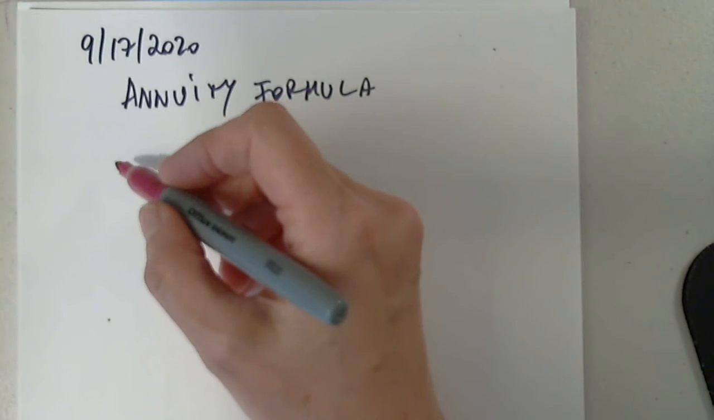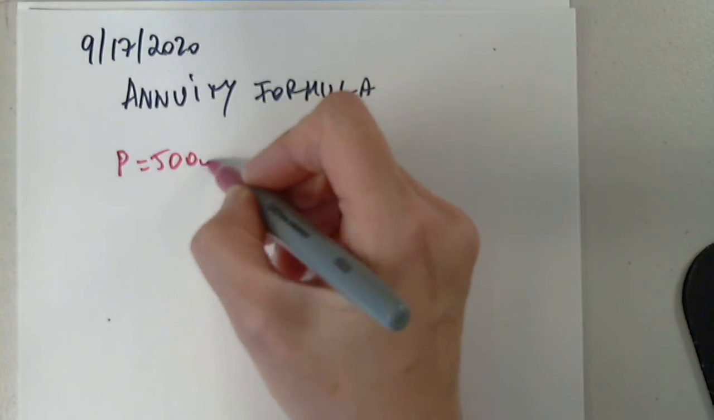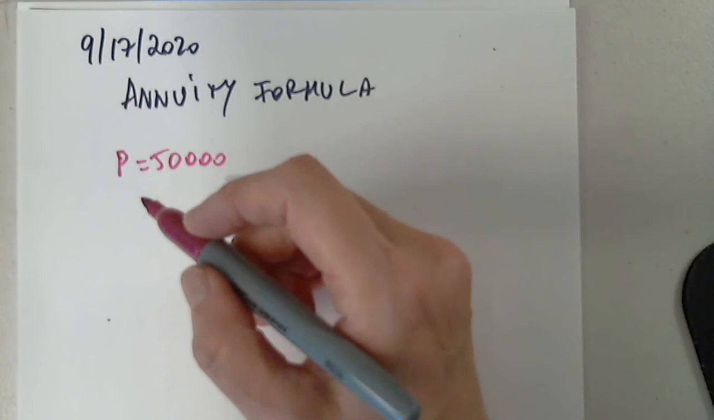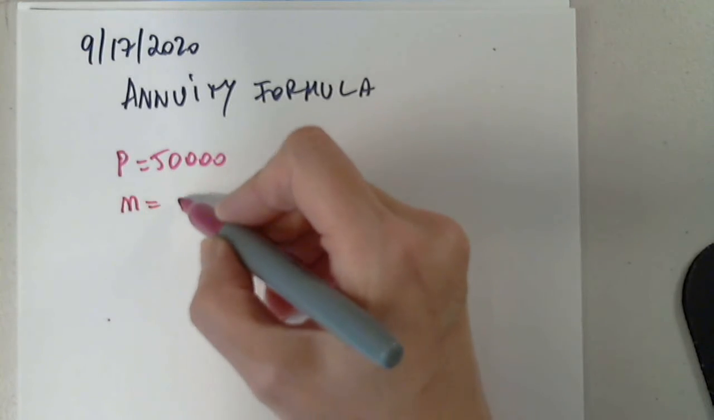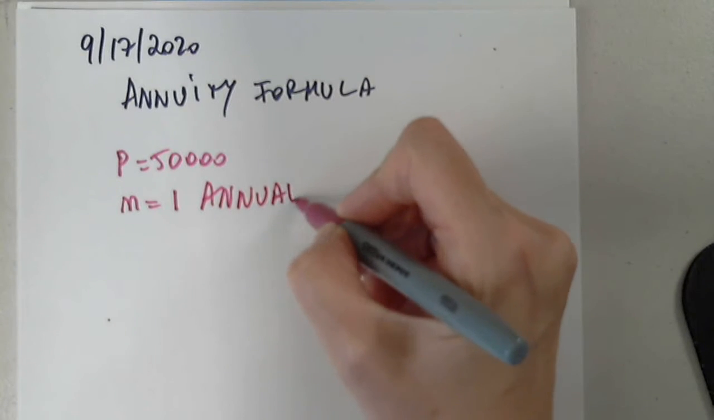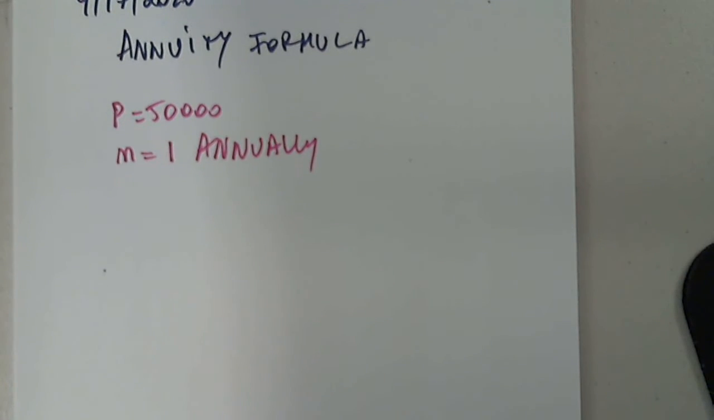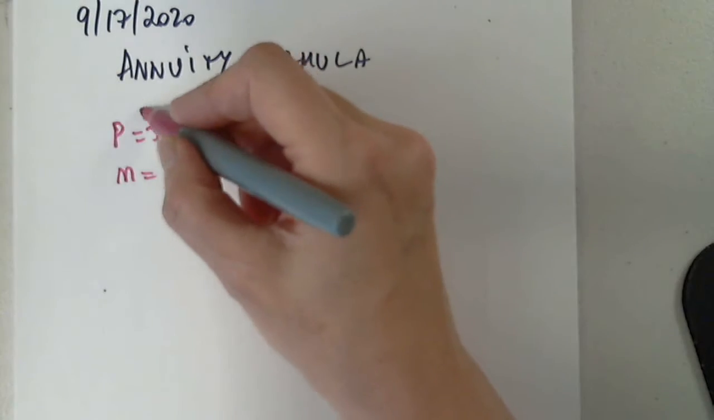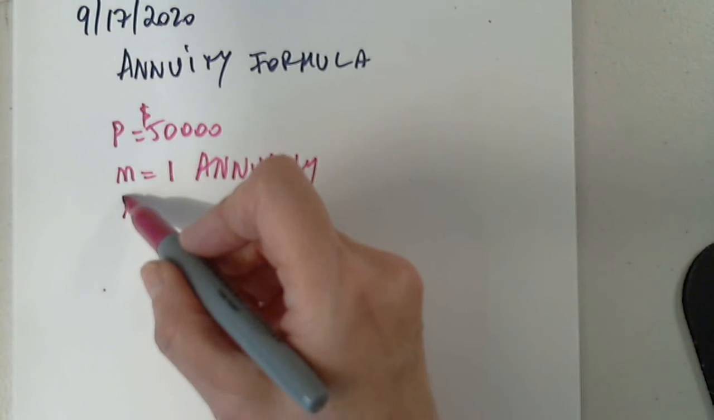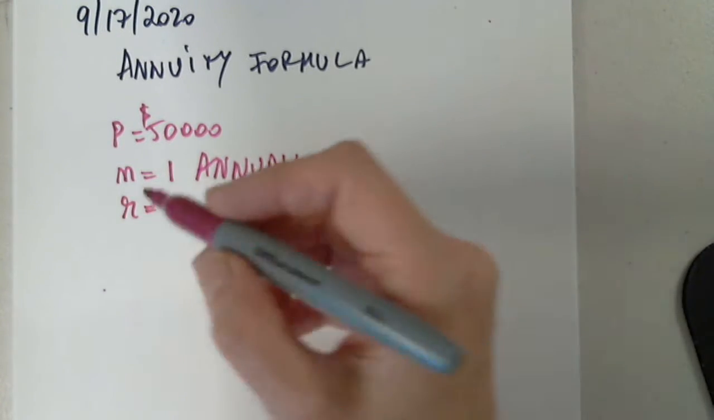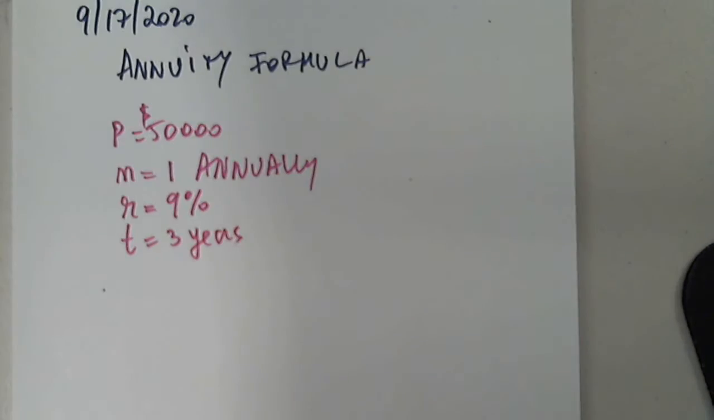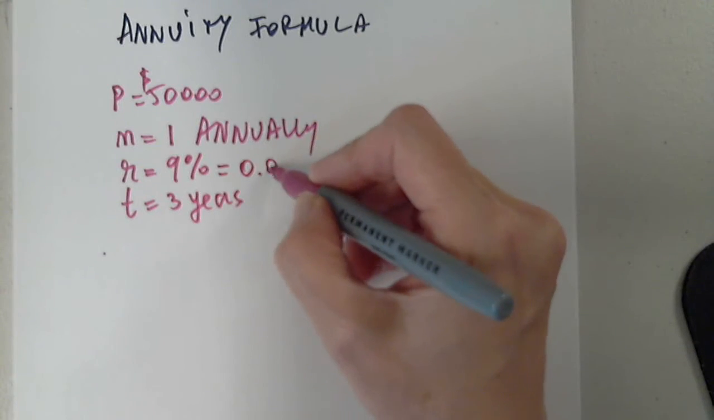If you invested $50,000 at 9%, find the amount of money in the account after 3 years if the interest was compounded annually. Okay, so n equals 1 because it's annually, compounded once a year. And you had 50,000, for 3 years, and the interest rate was 9%. We have to change this into 0.09.